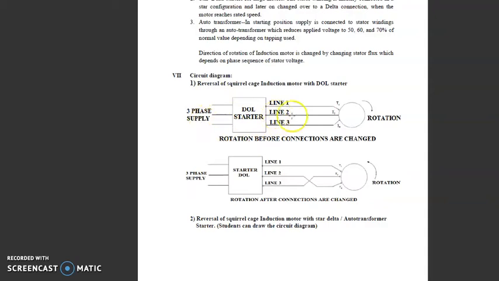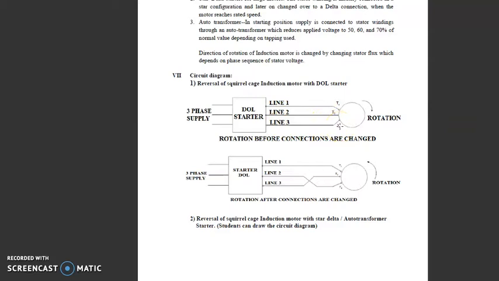For the first connection they have connected line 1. There are three phases: phase 1 as T1, phase 2 as T2, and phase 3 as T3. For our understanding we can assume line 1 is the R phase, line 2 is the Y phase, and line 3 is the B phase. So R, Y, and B. Here they have connected R to the first terminal, Y to the second terminal, and B to the third terminal of the induction motor.